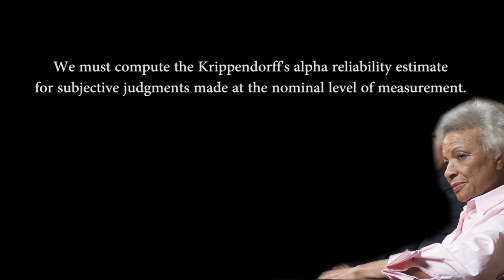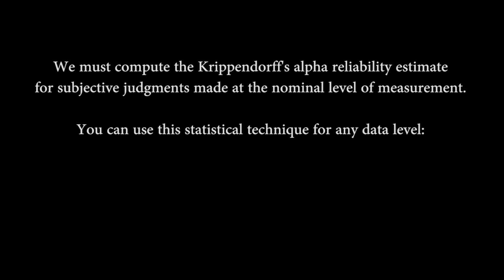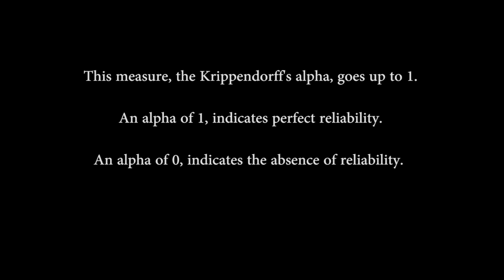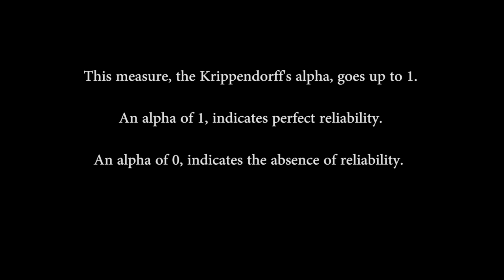But keep in mind that you can use the Krippendorff method for any level of measurement. In fact, you can use this method with nominal, ordinal, interval, or ratio data. It doesn't matter. Now, this measure, the Krippendorff alpha, goes up to 1, and an alpha of 1 indicates perfect reliability, and that's most often what we want. An alpha of 0 indicates the absence of reliability, and that's something that we most often try to avoid.